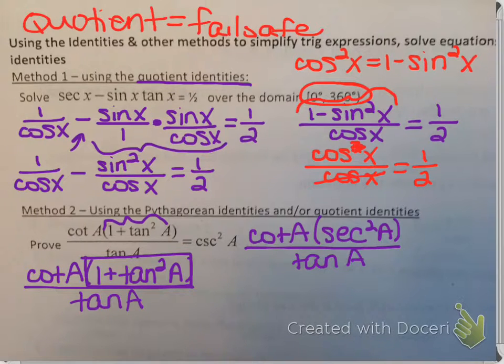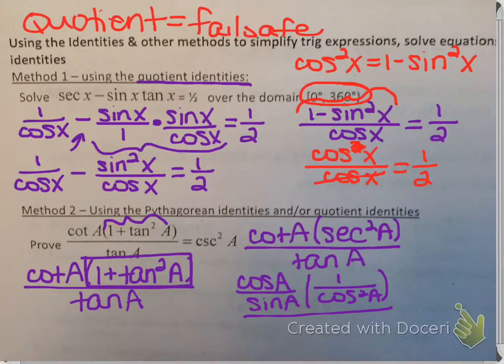So now I use my quotients. I replace cotangent with cosine over sine. I replace secant squared with 1 over cosine squared. And I replace tangent with sine over cosine. Okay?